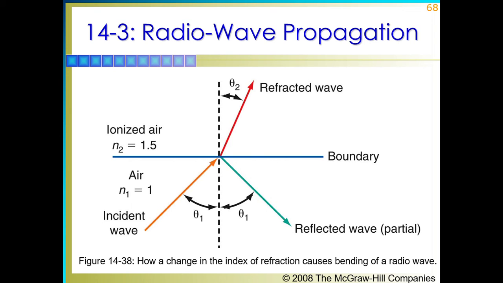The incident wave from a transmitter travels through air where it meets a region of ionized air that causes the speed of propagation to slow. The incident wave has the angle of theta 1 to a perpendicular to the boundary line between air and ionized air. The bent wave passes through the ionized air. It now takes a different direction, however, which has an angle of theta 2 with respect to the perpendicular.